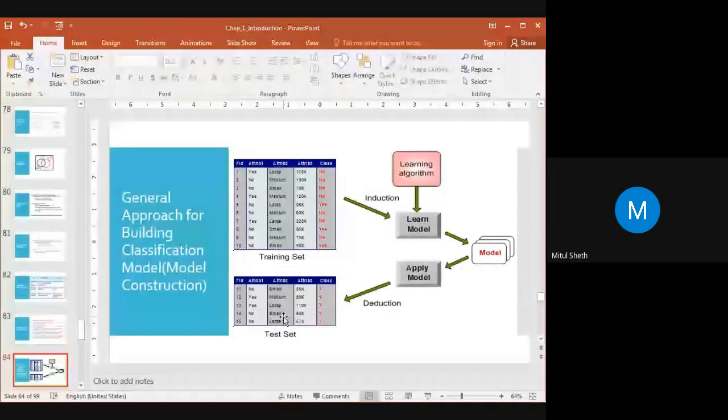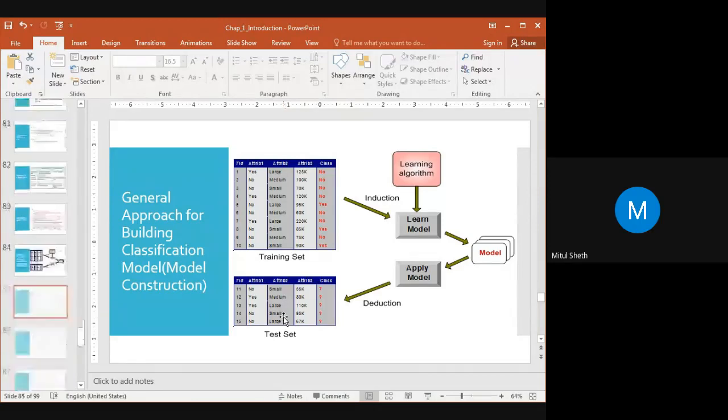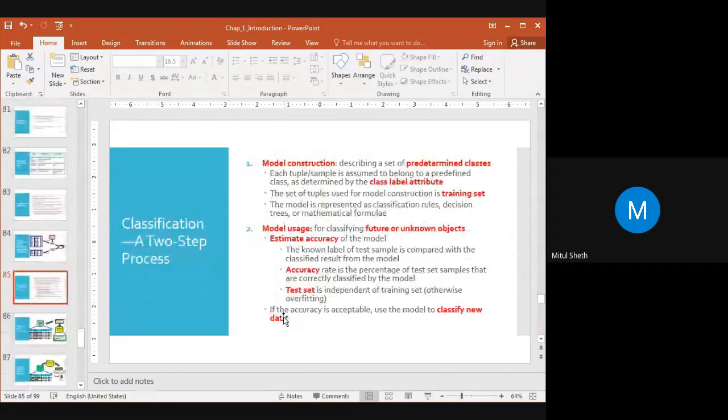The class label of which I don't know. Or I am finding the class label for a particular data set by applying the test data, and your classification model provides me the answer. Okay, whether it is possible or not based on your class label. So this is, you can say, the general approach of building the classification model. It is a two-step process. Please remember, classification is a two-step process.